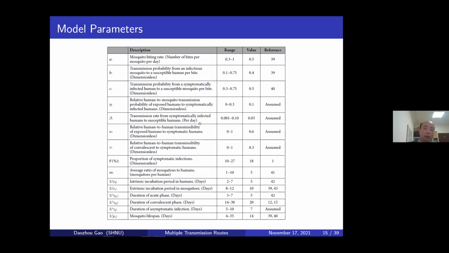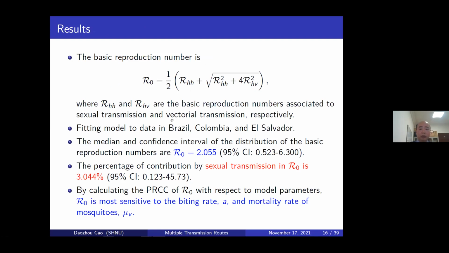Based on the model, we define the basic reproduction number. This basic reproduction number R naught is a mix of RHH, the basic reproduction number associated with sexual transmission, and RHV, associated with the mosquito-borne transmission. That means if there's no sexual transmission, R naught equals RHV. If there's no mosquito-borne transmission, R naught equals RHH.